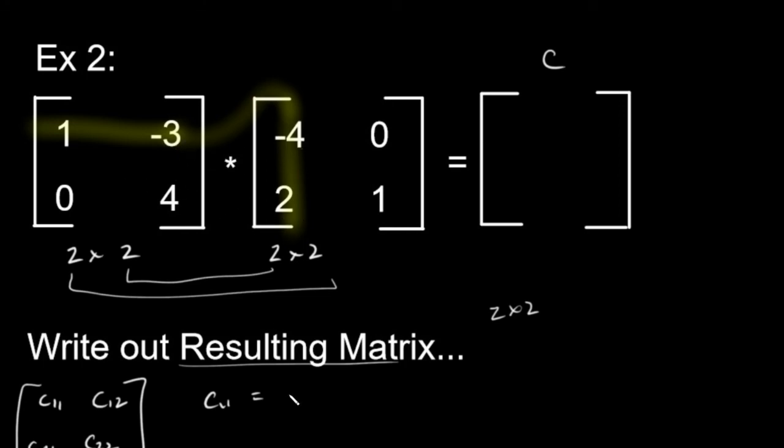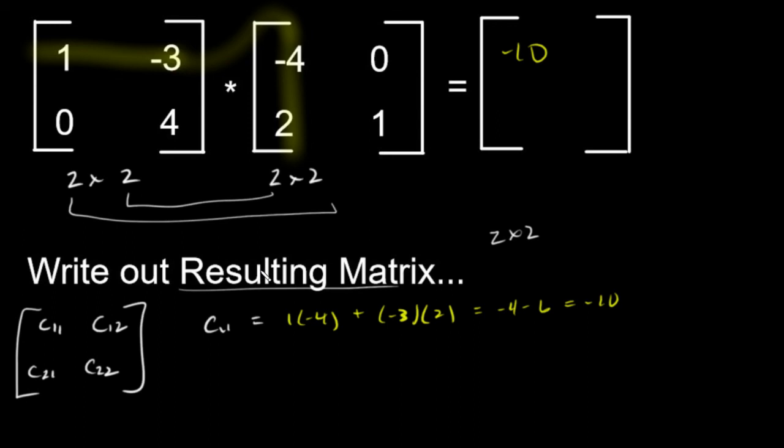So you've got 1, -4 plus -3, 2. And that's going to get you -4 minus 6, which is -10. So that entry is -10. All right, next you have C12, and that is first row, second column. First row, second column. So that's going to be 1 times 0, which is 0, and -3 times 1, which is -3. So you get -3.